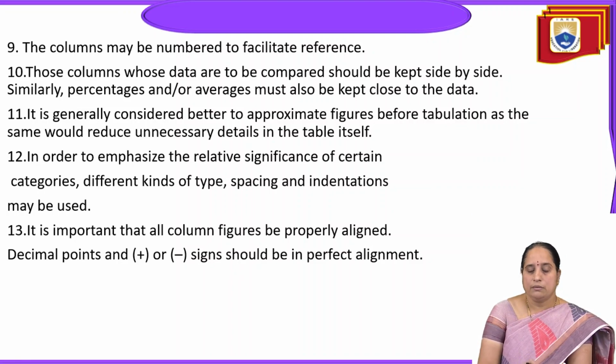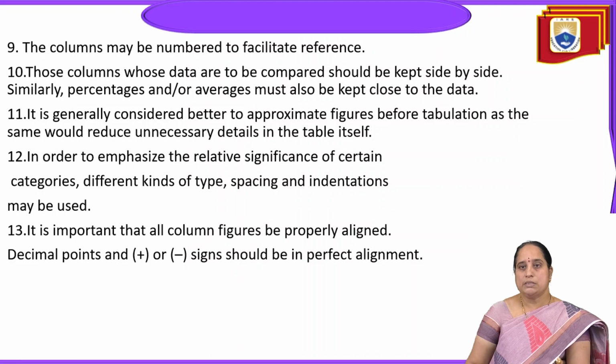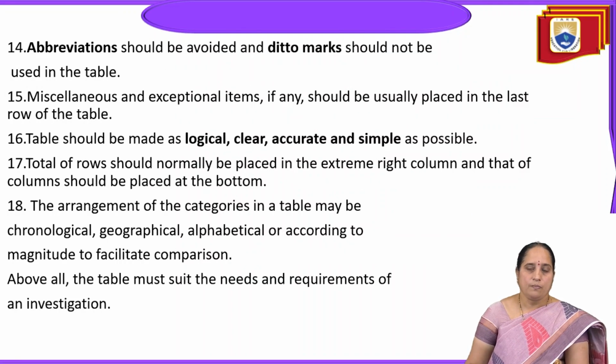It is important that all column figures be properly aligned. Decimal points and plus or minus signs should be in perfect alignment. So basically we need to check the alignment of all the rows and columns, so it will be very easy for people to read. Then coming to abbreviations.